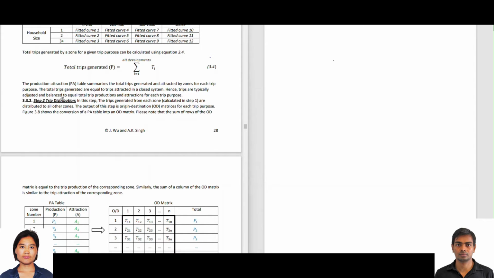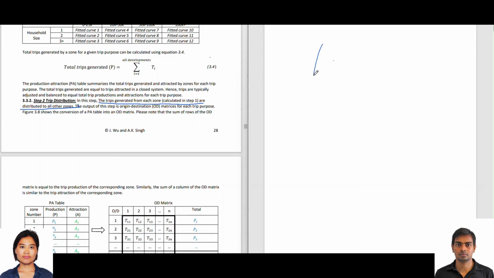So the second step is trip distribution. First we look at what trip distribution is. The trips generated from each zone, calculated in step 1, which we looked at in the last video, are distributed to all other zones. This is called trip distribution.